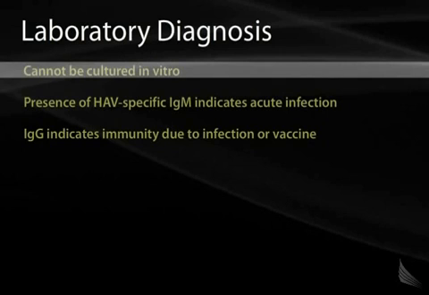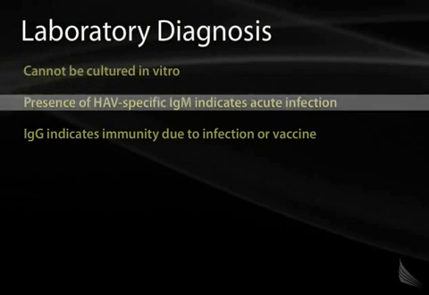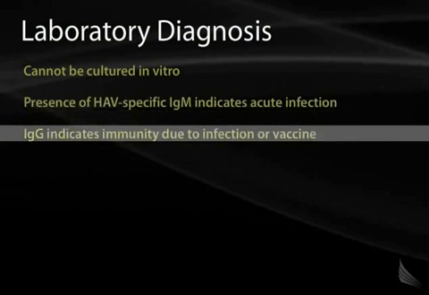Lab diagnosis: it cannot be cultured in vitro, and so you look for the presence of hepatitis A virus-specific IgM. That indicates acute infection. If you find IgG, that indicates immunity due to either infection, which is old, or vaccine.